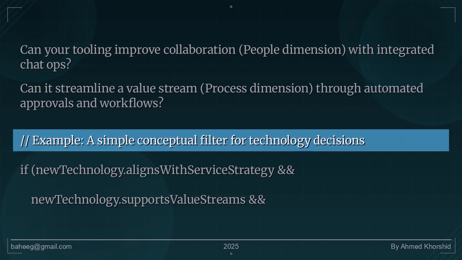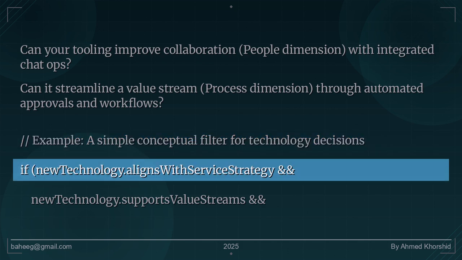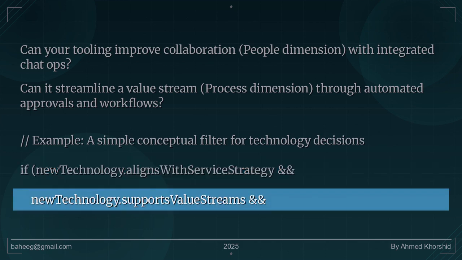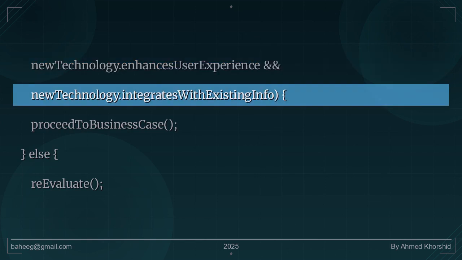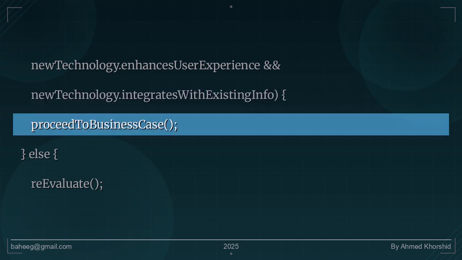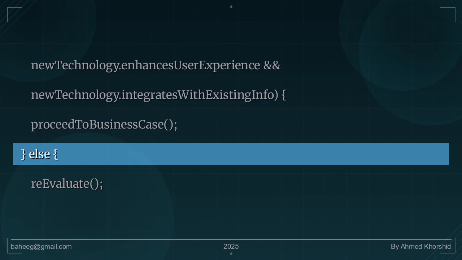// Example of a simple conceptual filter for technology decisions. If new technology aligns with service strategy, and new technology supports value streams, and new technology enhances user experience, and new technology integrates with existing information, proceed to business case. Else, re-evaluate.